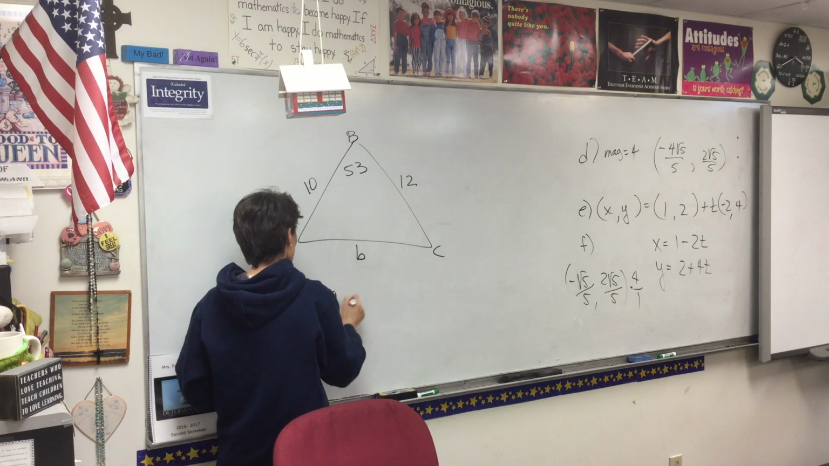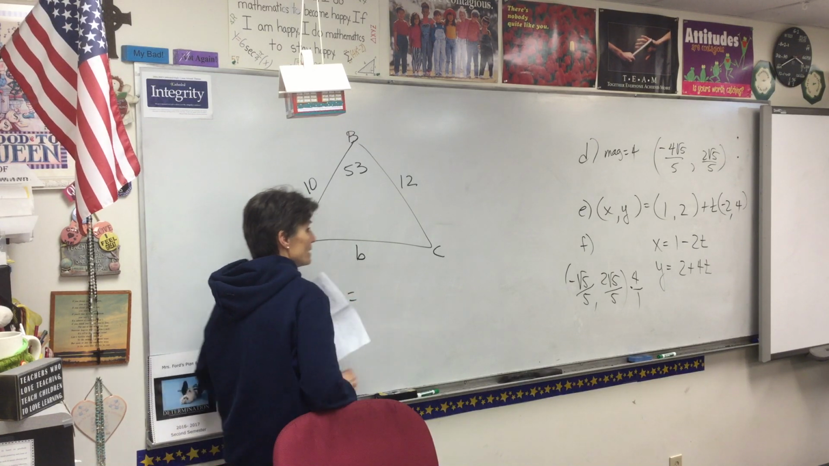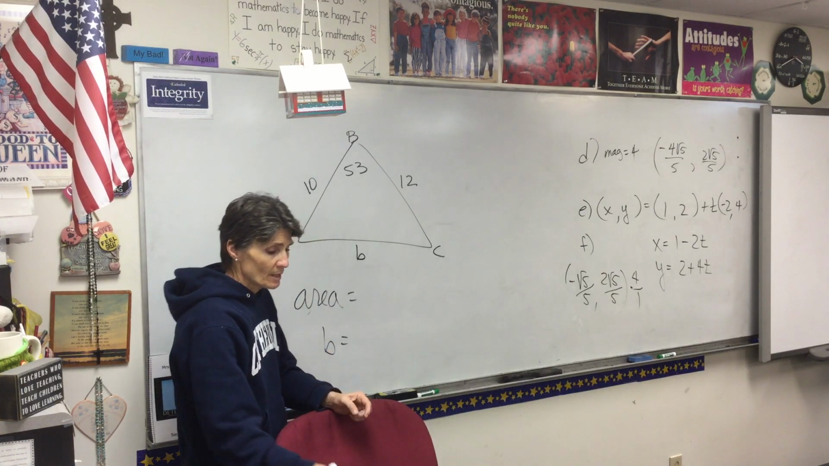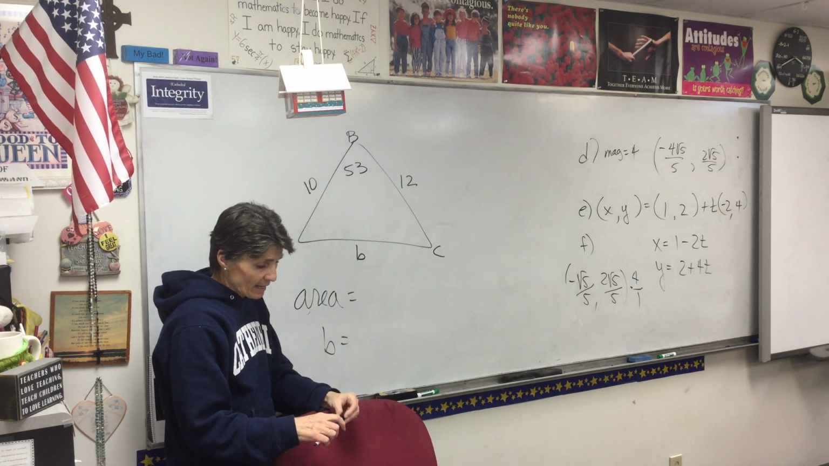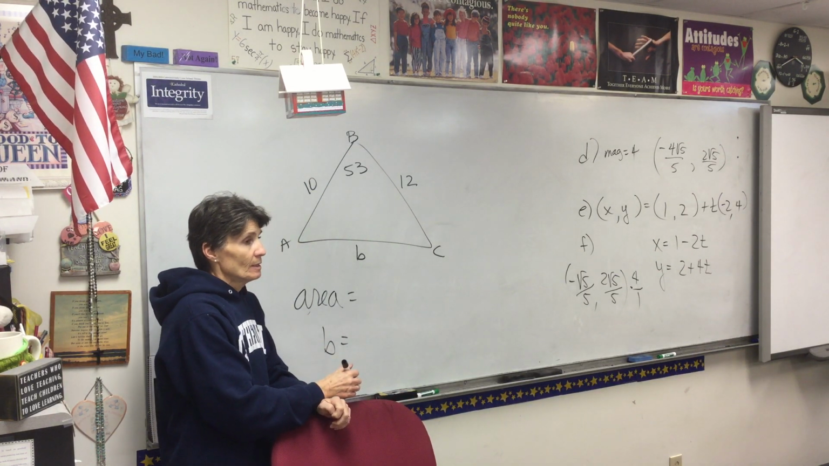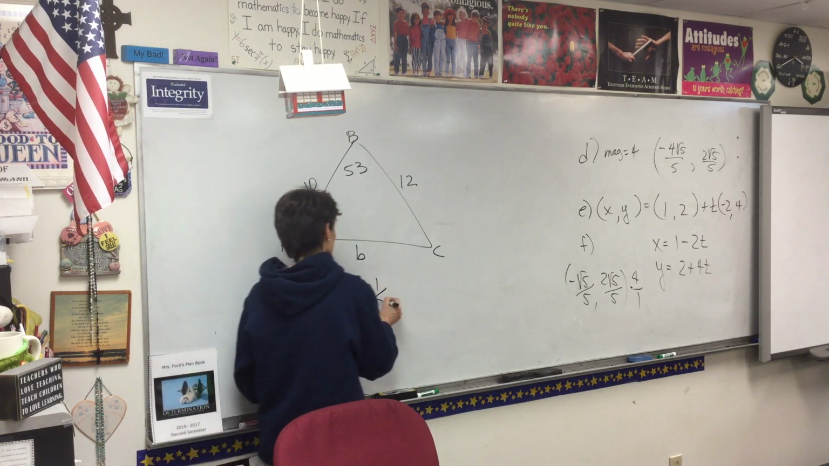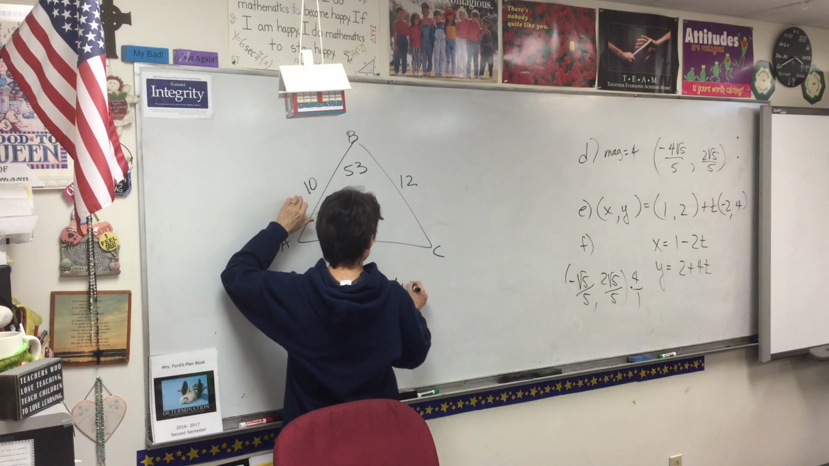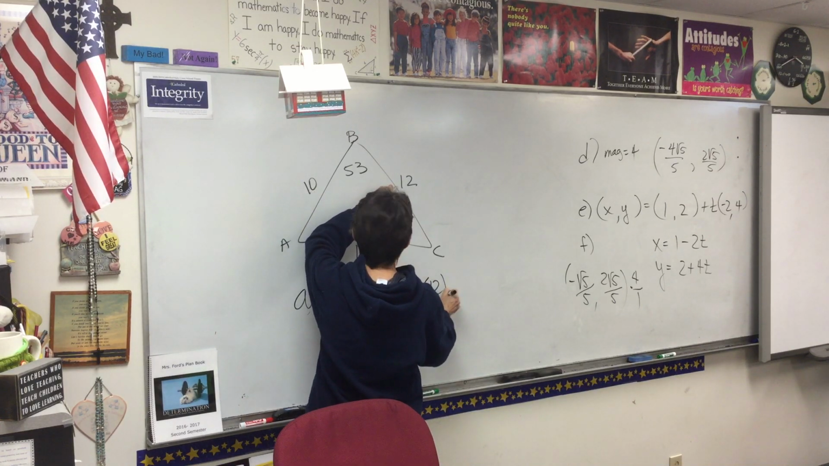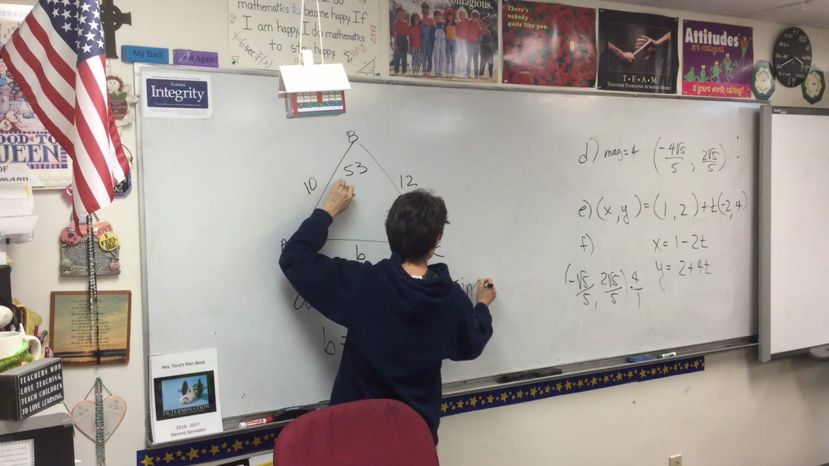And we had to find the area and we had to find side B. This was a 2-part problem. We had to find the area and we had to find side B. Area is easy. What's the area? 1/2 side times side times sine.